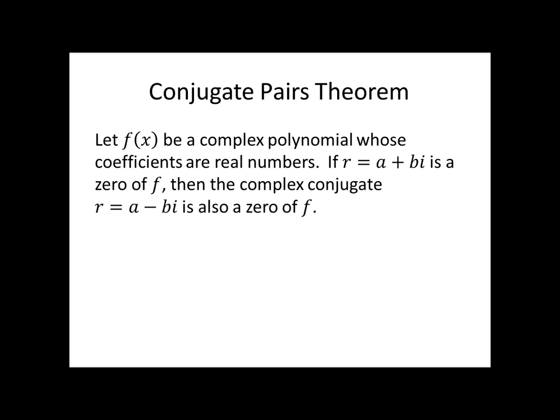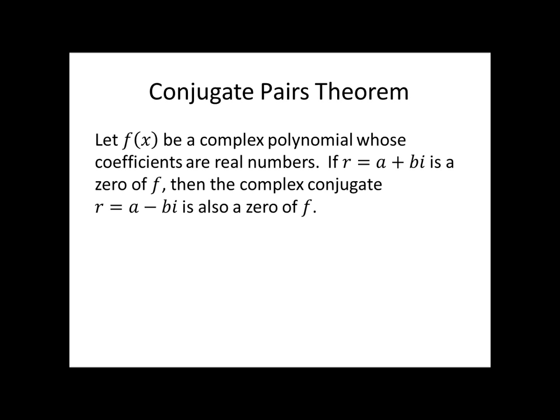Alright, so here's a big one, the conjugate pairs theorem. If we have a complex polynomial, and remember, every polynomial that we've worked with up to now can be thought of as a complex polynomial. So let f of x be a complex polynomial whose coefficients are real numbers. That's what we've been doing. If r is a 0 and r is a complex number, a plus bi, then its complex conjugate also has to be a 0. So that means that if we have a polynomial that we're working with and we find out that a complex number is a 0, automatically its conjugate is also a 0.